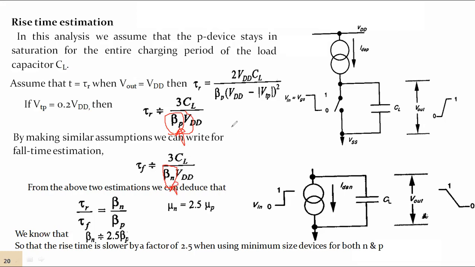Already we know, from the IDS versus VDS relation, that K equals epsilon inverse epsilon naught mu divided by D, into W by L. Beta equals K into W by L.